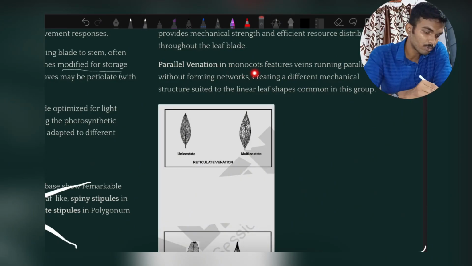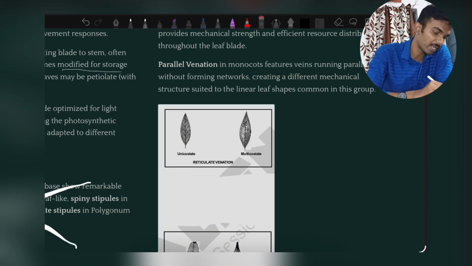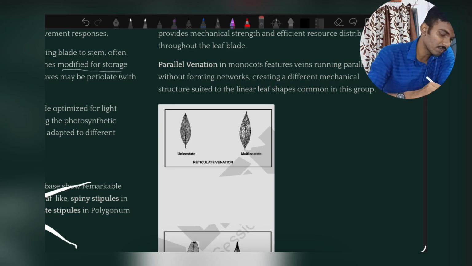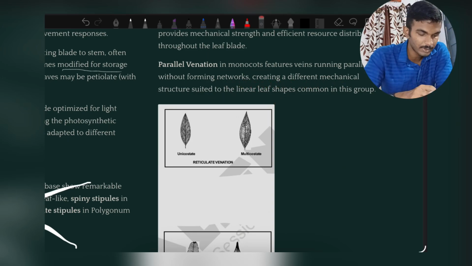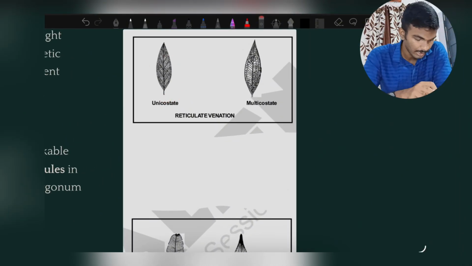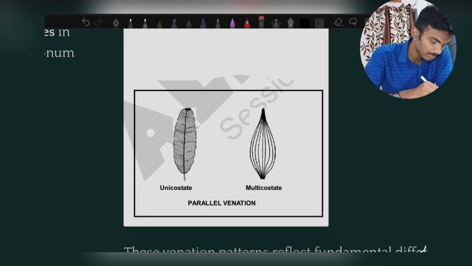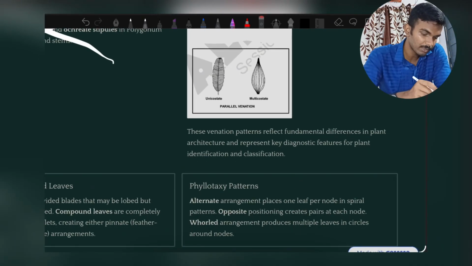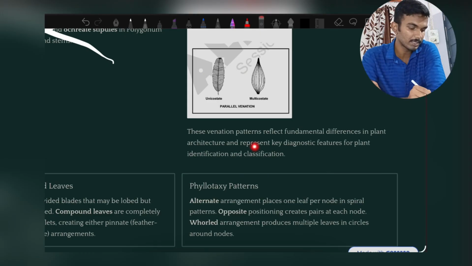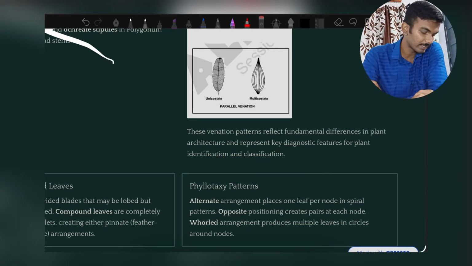Parallel venation in monocots features veins running parallel without forming networks, creating a different mechanical structure suited to the linear leaf shape common in this group. As you can see, this is net-like, reticulate, and this is very much parallel to themselves in parallel venation. These venation patterns reflect fundamental differences in plant architecture and represent key diagnostic features for plant identification and classification.